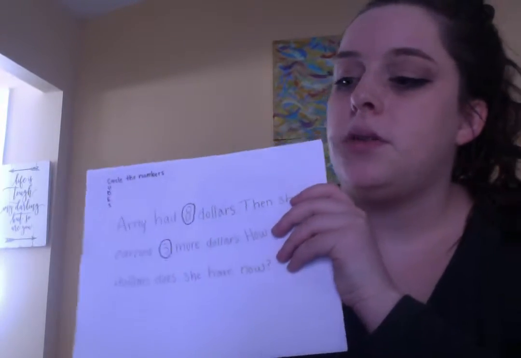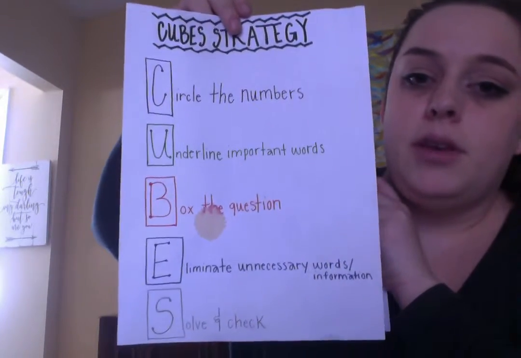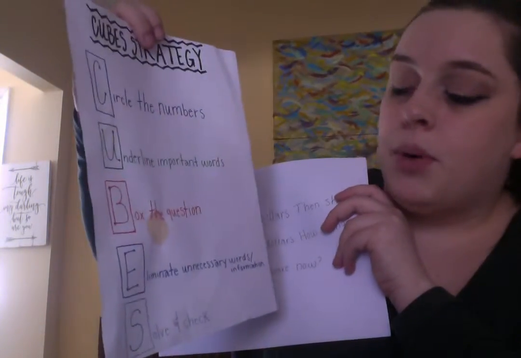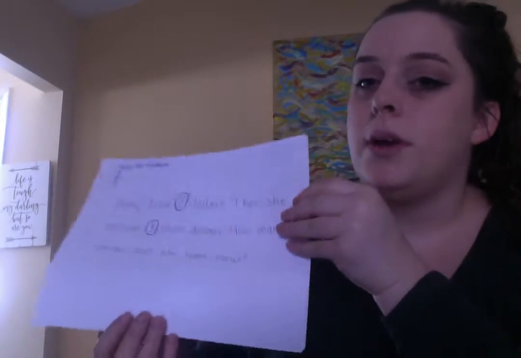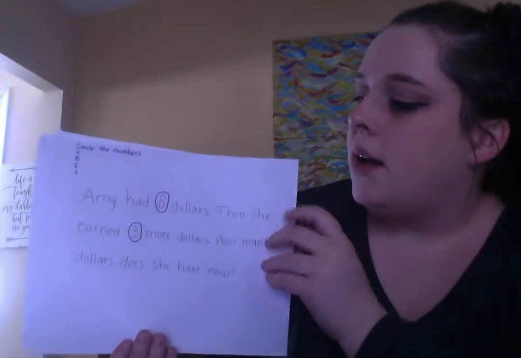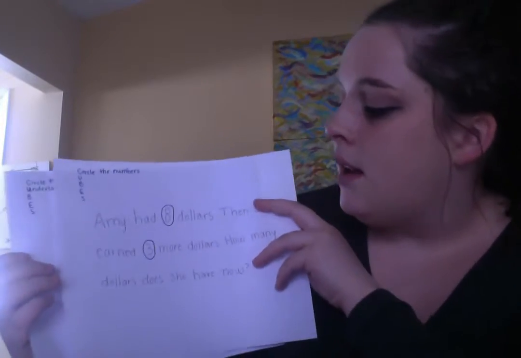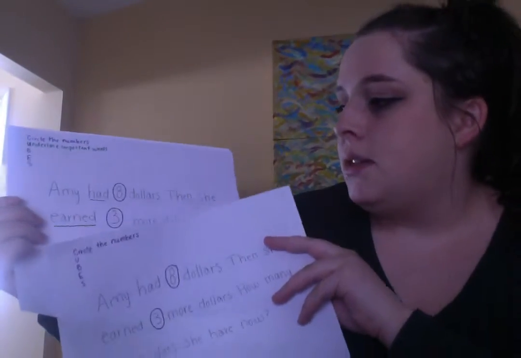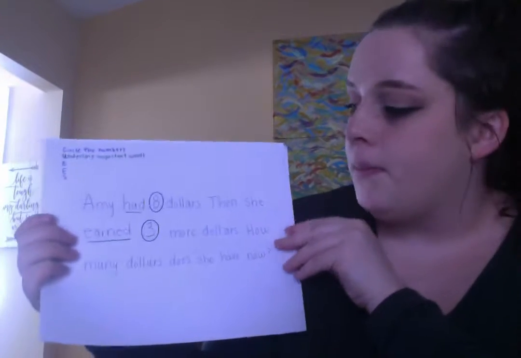All right, let's move on to our next letter for cube's mnemonic device. The U is underline important words. So we want to look for any important keywords that we've learned that will help us to know what we're going to be doing. Are we going to be adding? Are we going to be subtracting? So let's look for those keywords. So we'll read it again. Amy had $8, then she earned $3 more. How many dollars does she have now?